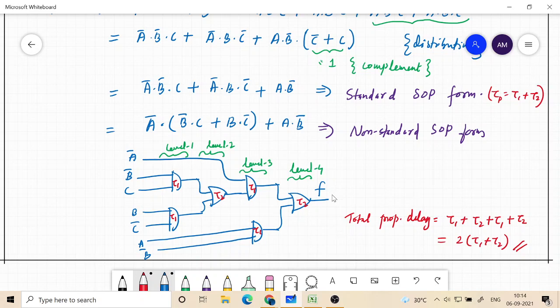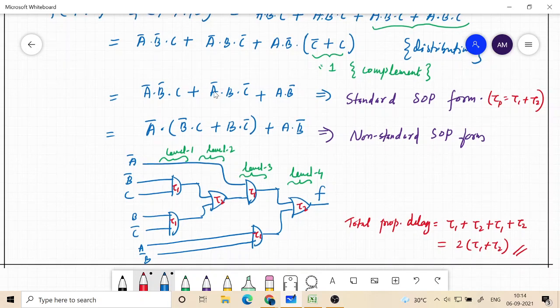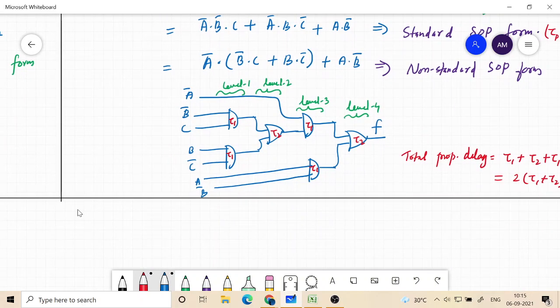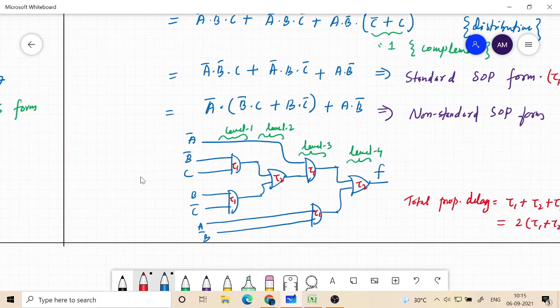So standard and non-standard is another classification. In standard form, you have everything in SOP form or POS form. There is a standard POS form also, which I did not discuss, but you can think about it in a similar manner. And the non-standard form is like this.